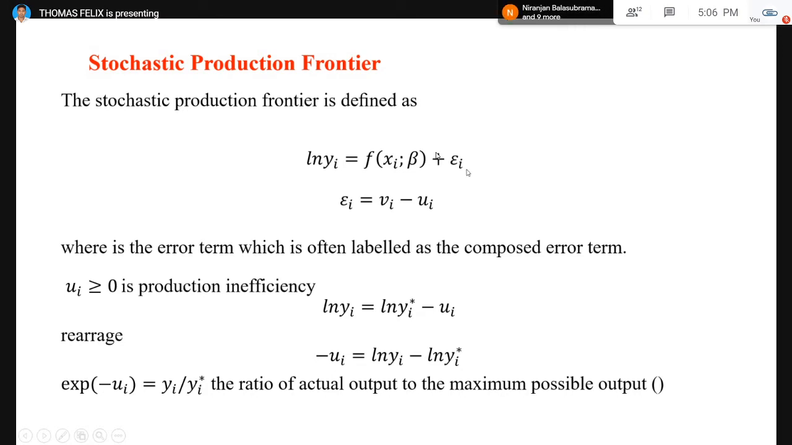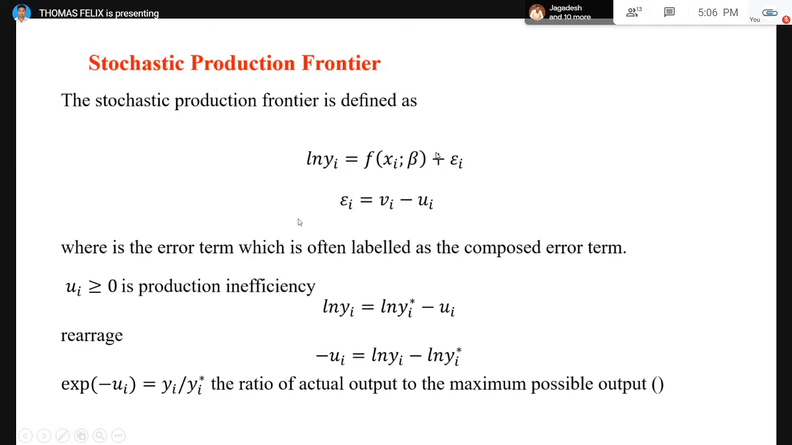So in the case of frontier production, they have classified the error into two different terms. One is random error, another one is inefficiency error. That is nothing but the change in the yield is a function of inefficiency also. So inefficiency in allocating the things, this inefficiency term also influences the yield of the farmer. So this is the case of stochastic frontier. So this is the basic assumption.